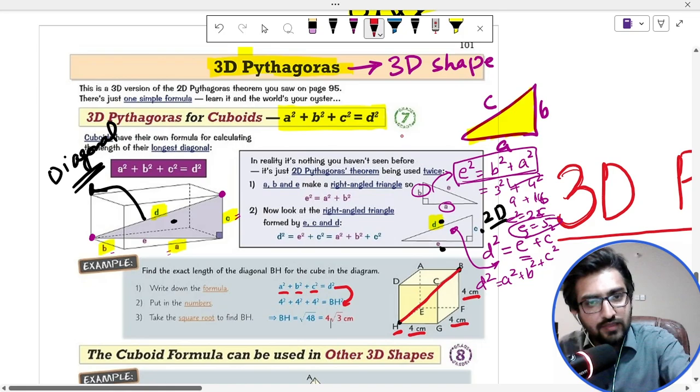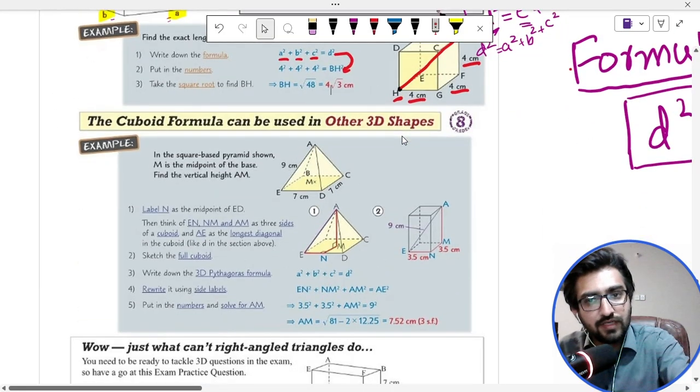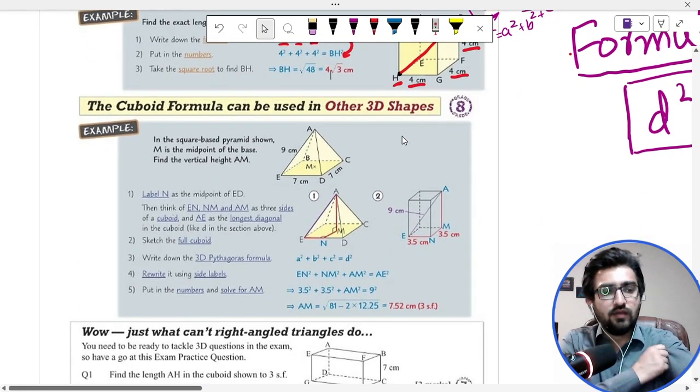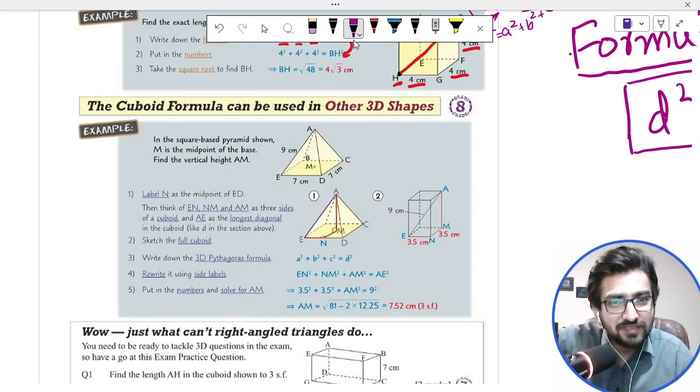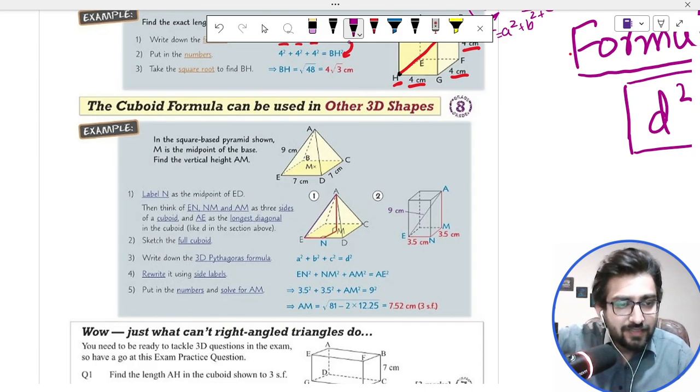Now, let's work on a bit more complicated questions. By the way, these are interesting questions as well. You will get it. After taking this lesson, you will be able to solve most of the trigonometry questions. You will be able to solve difficult three-dimensional questions like this one.